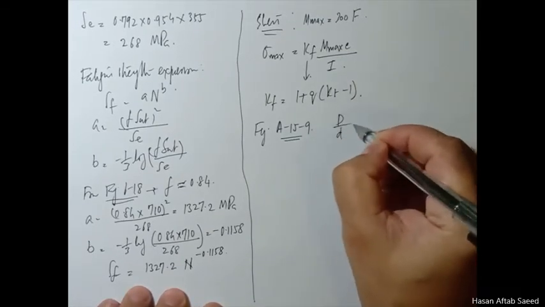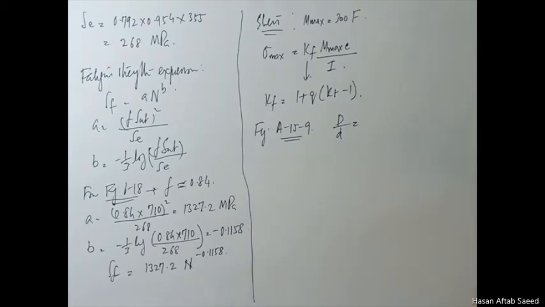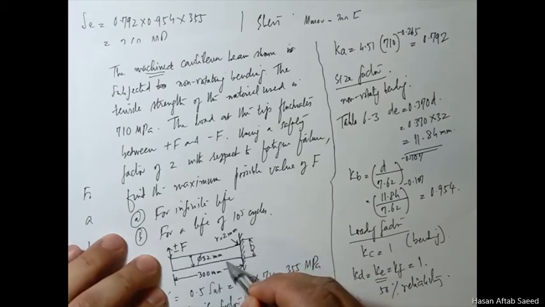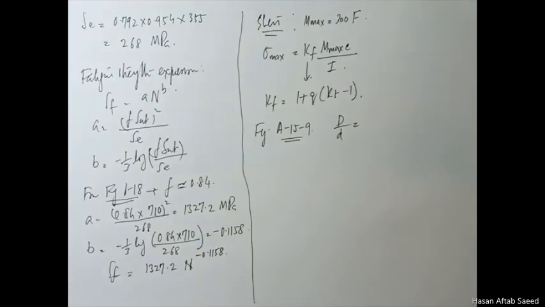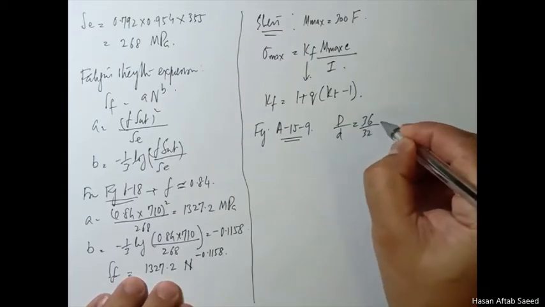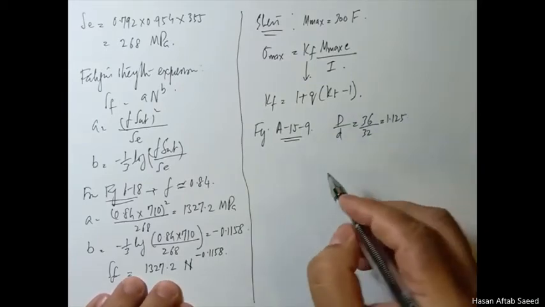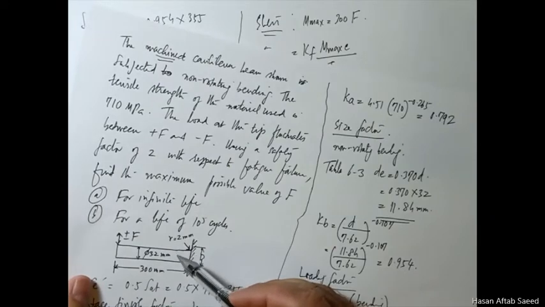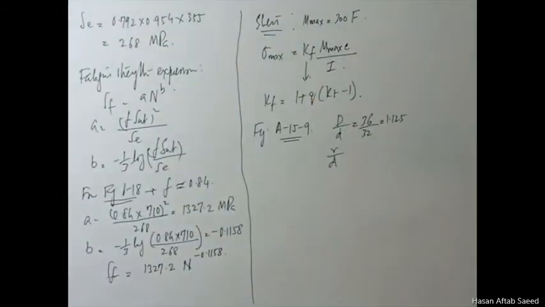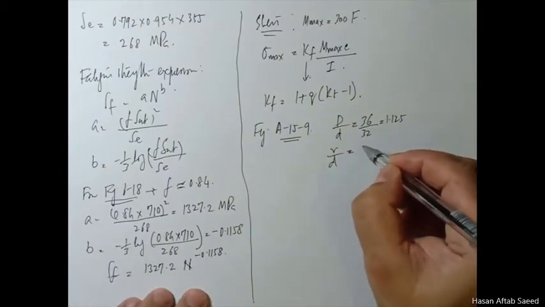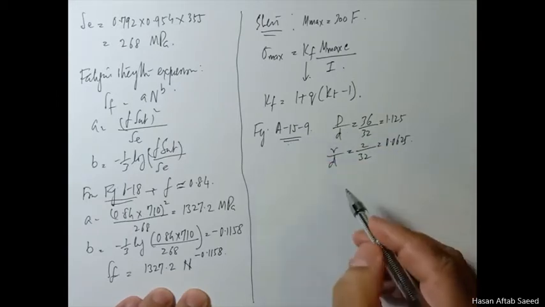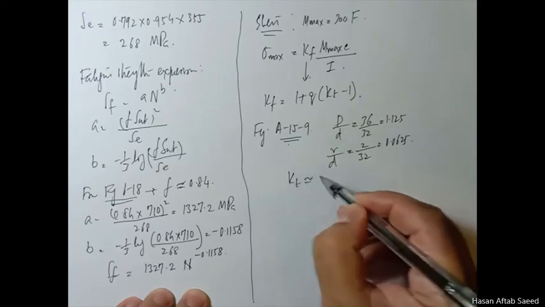Here D over d, there are two parameters here. D over d is basically this D over this d. This d is 32, this bigger D is 32 plus 2 plus 2, 4, so 36. So D over d is 36 over 32, which is 1.125, and the other is r over d. It also depends on this radius as compared to this. So r over d is 2 over 32. You have all the values. It's 0.0625.